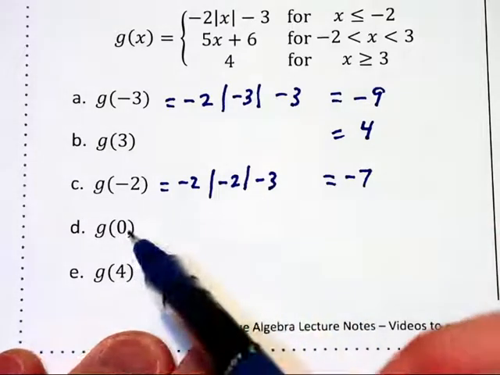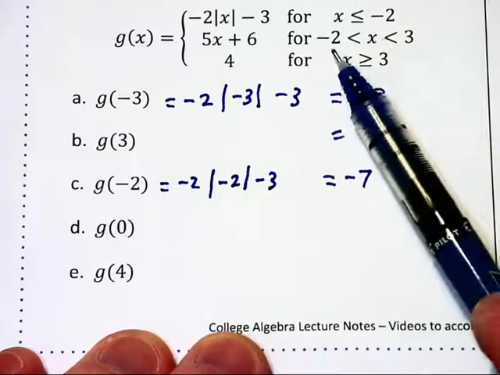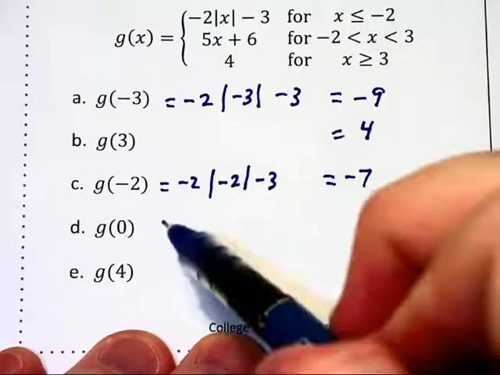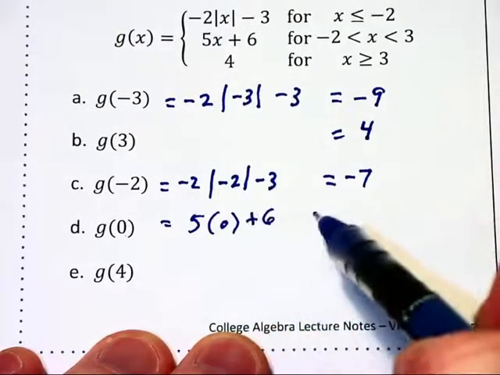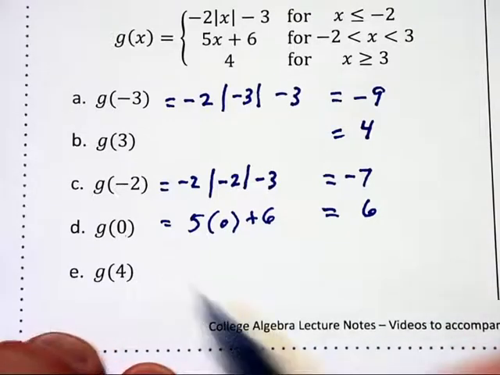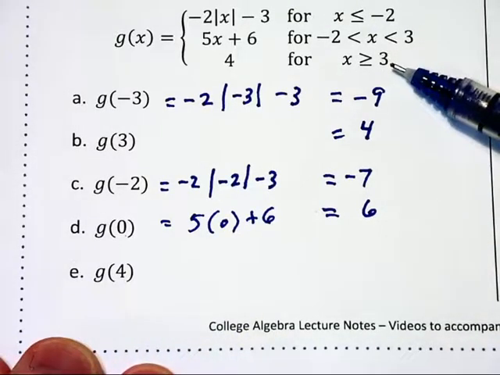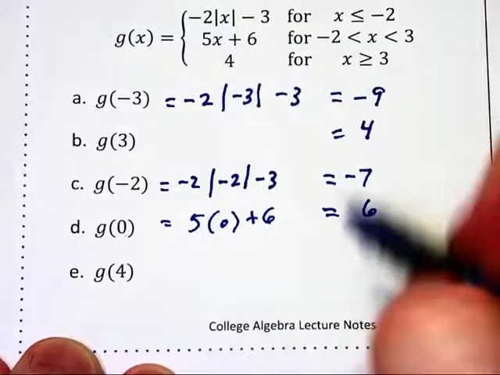Find the value of the function when 0 is substituted in. 0 falls between negative 2 and 3, so we're going to use the middle part of our function, and this will be 5 times 0 plus 6, giving us a final output of 6. And lastly, g of 4. 4 is greater than or equal to 3, so this falls in the bottom part of our function, and the output there is 4.